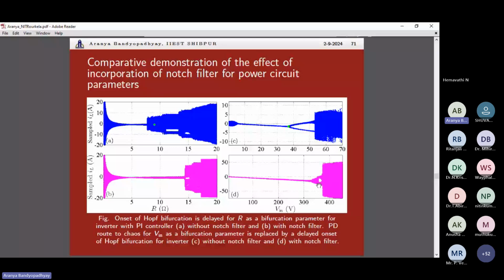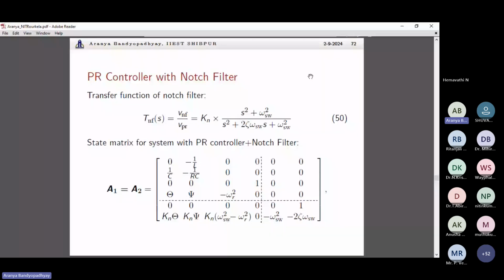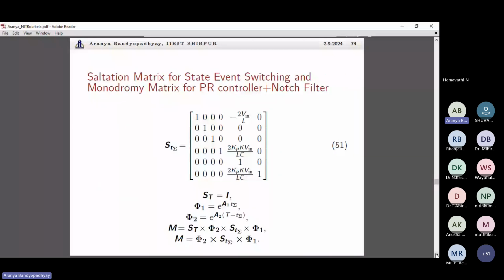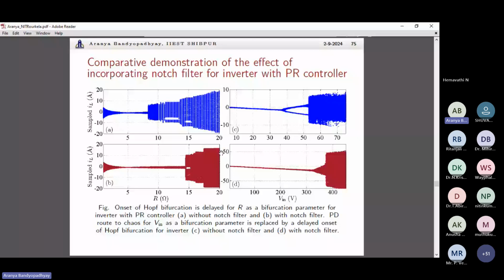And just to show you how much difficulty there is in analyzing this type of system, now we are considering a sixth order system, right? This much you can see, and this is the transfer function of the notch filter. So can you see how much difficult it gets? But of course, it is very much effective, even in the case of the proportional resonant controller. And this is not the period doubling bifurcation to chaos, note that. This is a kind of Hopf bifurcation that is manifesting at a much later stage.